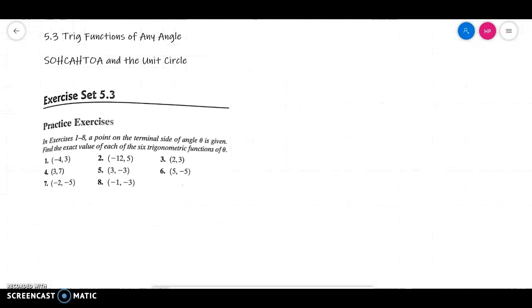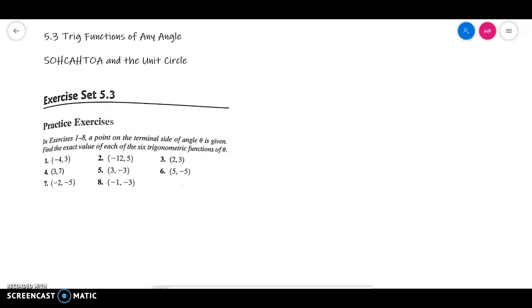So 5.3, trig functions of any angle. It's a little review of SOHCAHTOA, and it is very helpful to have the unit circle nearby. So 3 sets of problems we'll look at today. The first set, they're actually a fair amount of work.